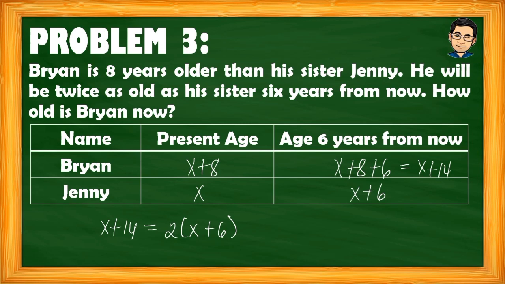So, paano nakuha yung 2? Based sa given problem natin, 6 years from now, Brian will be twice as old as his sister. So, ibig sabihin, dodoble yung edad ni Brian dun sa kanyang sister. So, ayan po yung kanyang equation. So, x plus 14 is equal to 2 times the quantity of x plus 6 na pwede nating isulat, simplify as x plus 14 equals, so yung 2, i-distribute natin dun sa x plus 6, magiging 2x plus 12.